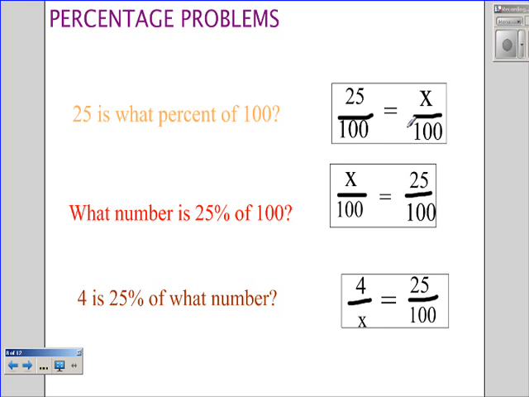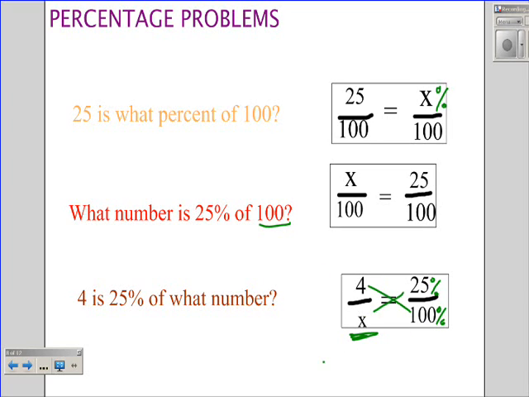So 25 is what percent of 100? So this is that percent I'm looking for here. It's that unknown percent. What number is 25% of 100? So that's the total. That 100 is my total here. Just like it's percent of 100. So there's my total again there. And then 4 is what percent, or out of a total, is 25%. So there's that 25% out of 100% that I'm looking for there.